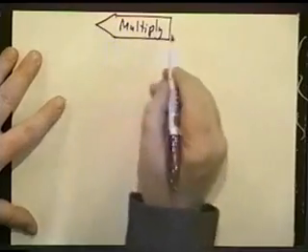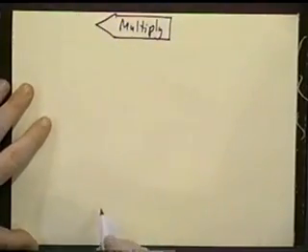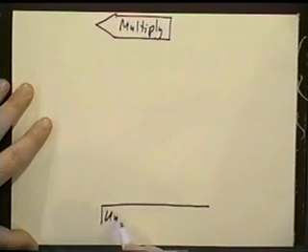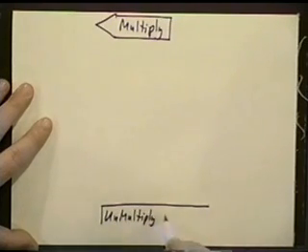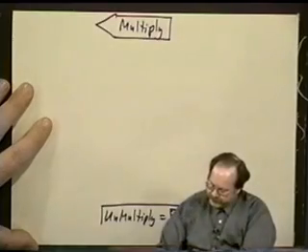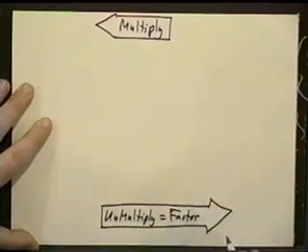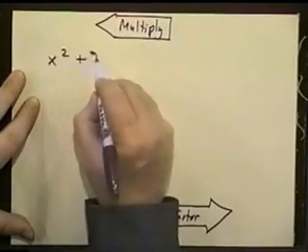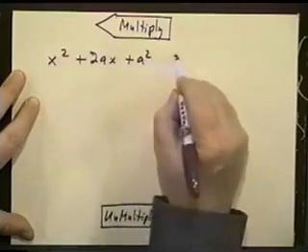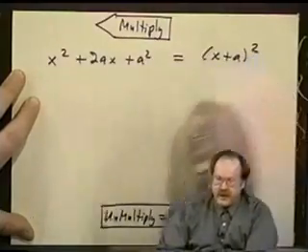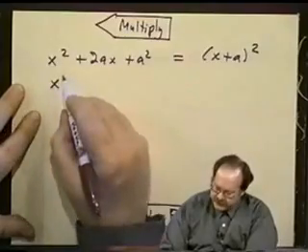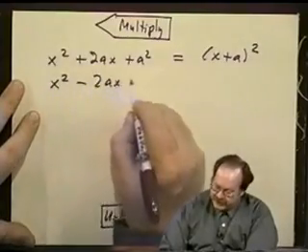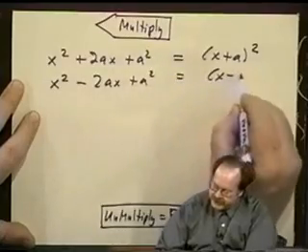Once again, multiply is going from right to left, and unmultiply, for which the proper word now is factor, goes the other direction, from left to right. So, I can now give you the other ones we had. We had x squared plus 2ax plus a squared. That's x plus a quantity squared. Likewise, for the difference, we had x squared minus 2ax plus a squared, and that was x minus a squared.